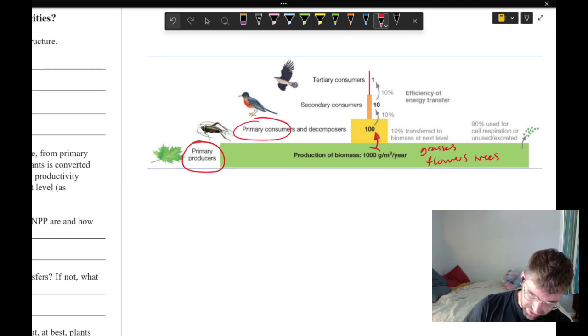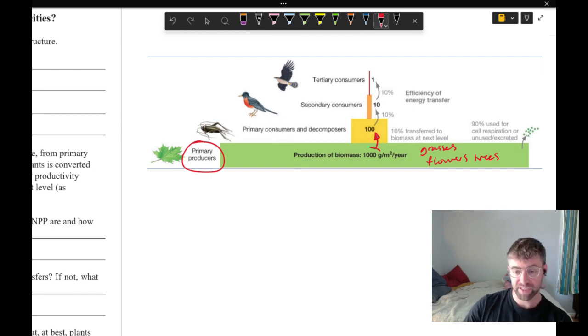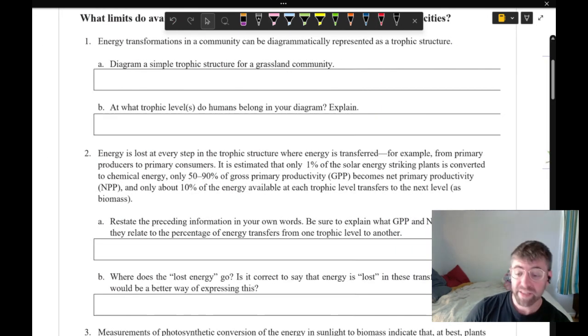So from primary producers to primary consumers to secondary consumers, those that eat the bugs and the herbivores and the fungi, and then tertiary consumers. These are your apex predators. These are your eagles. These are your sharks. These are your humans, if you want to put us in this trophic structure. Yeah, that's a sample trophic structure or diagram.